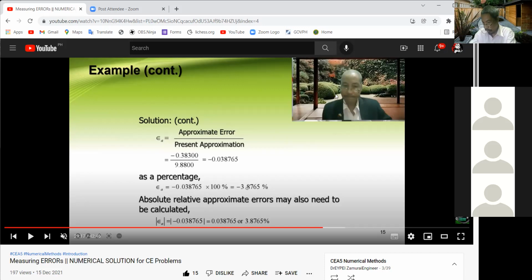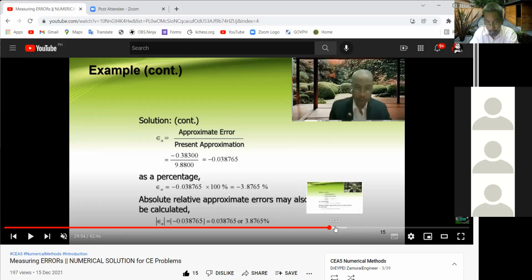So can you pinpoint an error in this handwritten or manual solution? Please pinpoint an error, a typo error or anything, rounding up error or truncation error. You can pinpoint anything from this. So that is our answer.